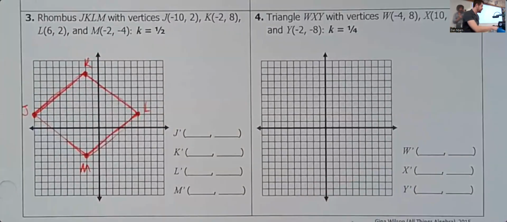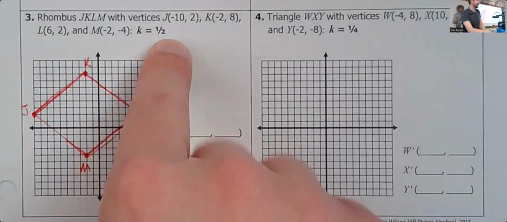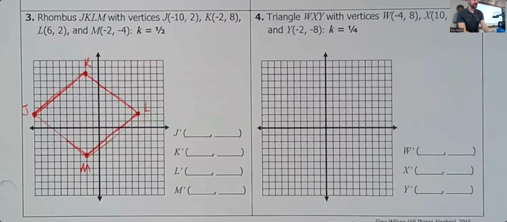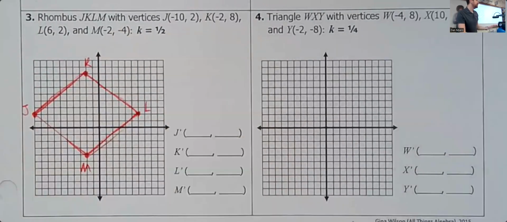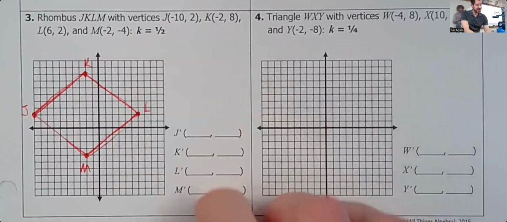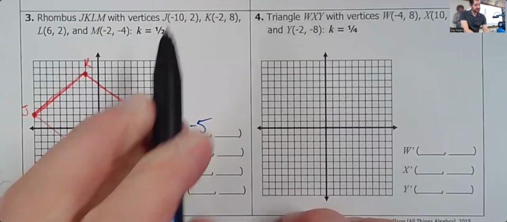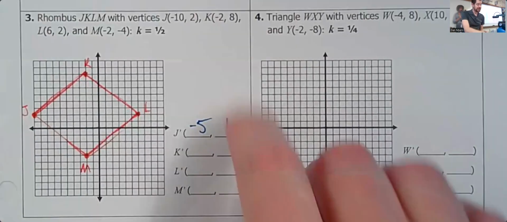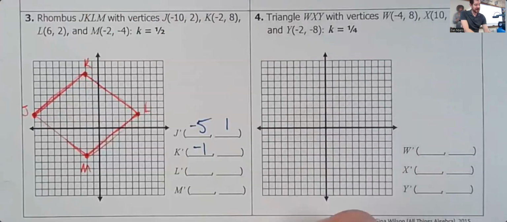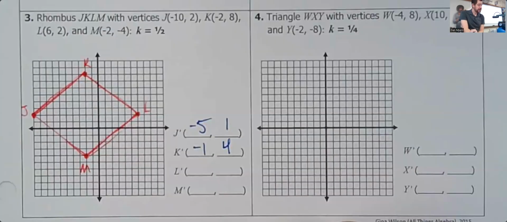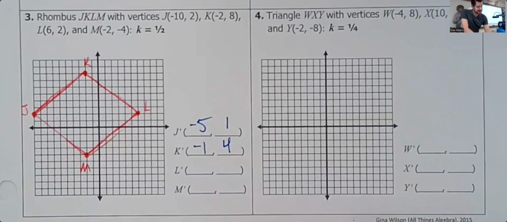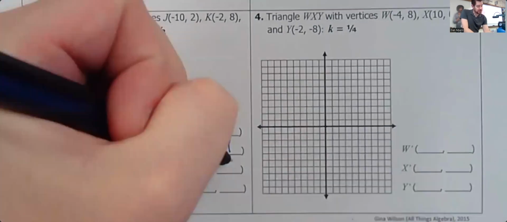All right. So what you can do when you have a fraction with a numerator of 1, you could just divide all of them by 2. If your numerator is 1, you can just divide by the number on the denominator. Or if you want to, you can multiply each of them by the fraction, which gives you the same result. So basically, we're looking at half of -10 would be -5 for J prime. Half of 2 would be 1. For K prime, half of -2 is -1, and half of 8 is 4. For L prime, half of 6 is 3, and half of 2 is 1.